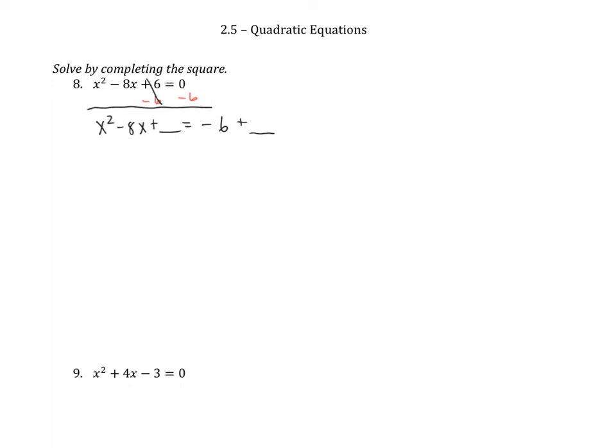Okay, so now to figure out what number we're going to plug into the blank. So what you want to do is take the number in front of the x. In this case, you have -8, and you always divide by 2, then square it. So -8 divided by 2 is -4, and then we're going to square that, and that'll give us a positive 16. That is what we put in the blanks. Since we're squaring the number, it'll always be a plus blank, okay?